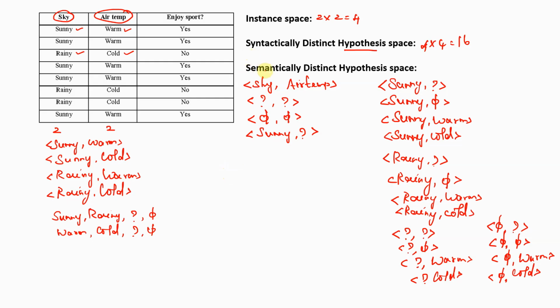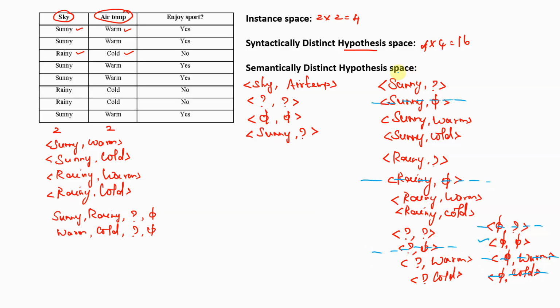The next is the semantically distinct hypothesis space. Semantic means that it has to be distinct meaning-wise. So when I have anything with a specific symbol, we can generally reject that hypothesis. I can have this, and also this, and all have a similar meaning. So any combination with a specific symbol will be a rejected concept. At least one specific is enough.